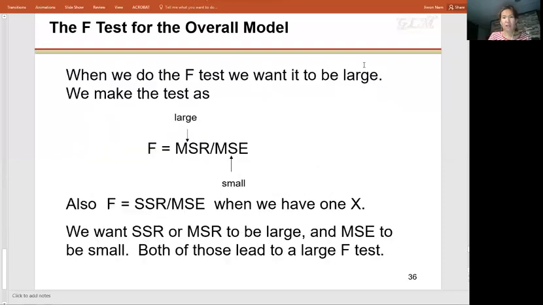Slide 36. So F equals MSR over MSE. SSR is the sum of square regression. You can exchange SSR for MSR when you have only one single X. You cannot exchange these two when you have more than one X variable. Okay.